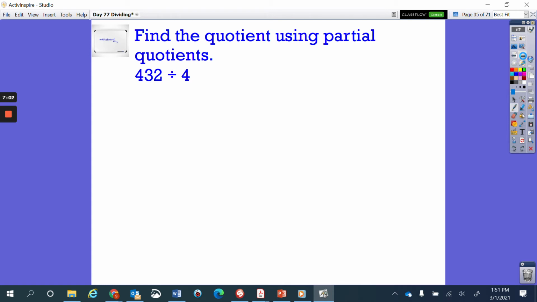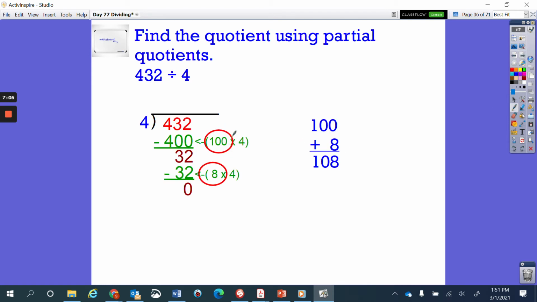All right, here we are. We can pull out 100 groups, which would be 400. We can pull out 8 groups, which would be 32. And we're left with 0. Again, if you didn't pull out 100 or 8, that's fine as long as your grand total amount of groups is 108. If we split this apart, thinking about like an area model type of thing, we would have 400 plus 32.